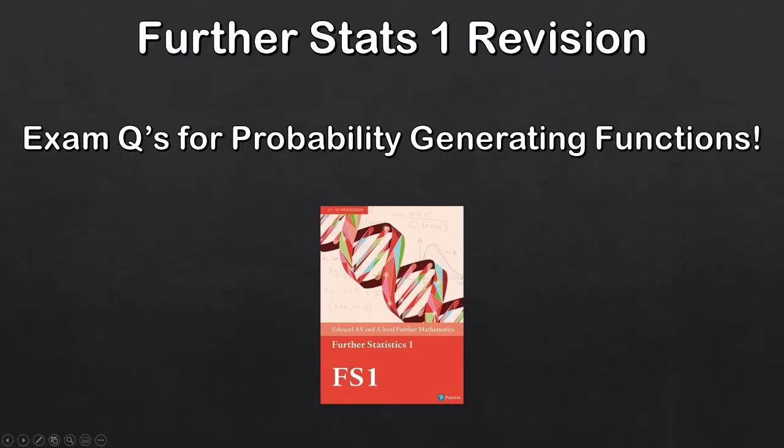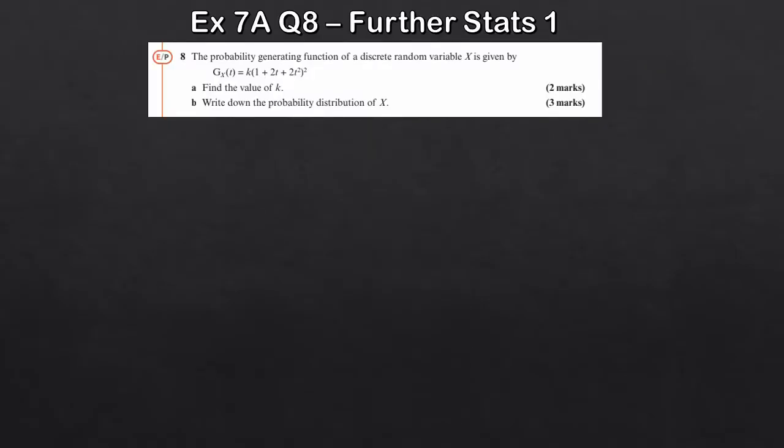Moving on to some more Further Stats 1 revision here, we're going to look today at probability generating functions. This is the penultimate chapter of the official Edexcel Further Stats 1 textbook, so we've got mixed questions here. Now this wasn't on any of the previous further maths specifications, so there are going to be no exam questions, but everything's taken from this textbook. So be sure to follow along if you want to work through, but if not, we'll go through it together here.